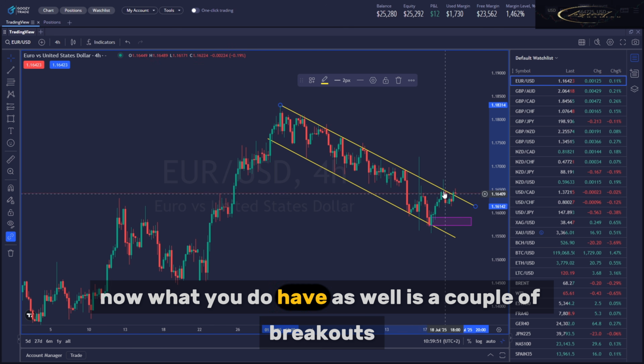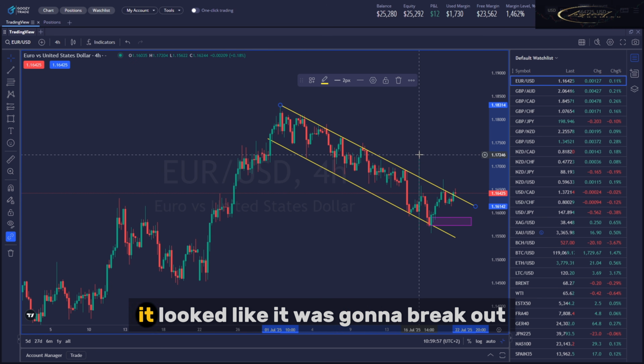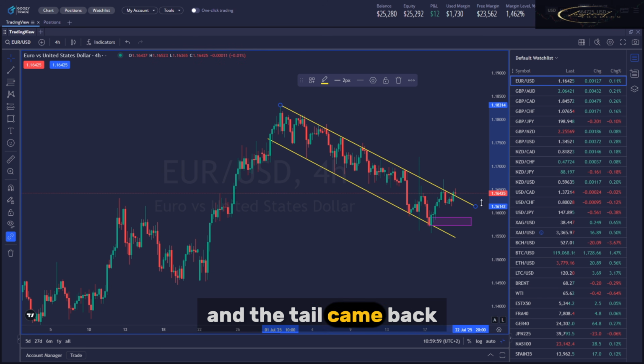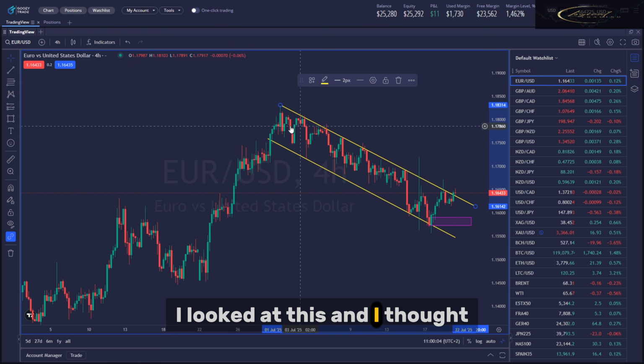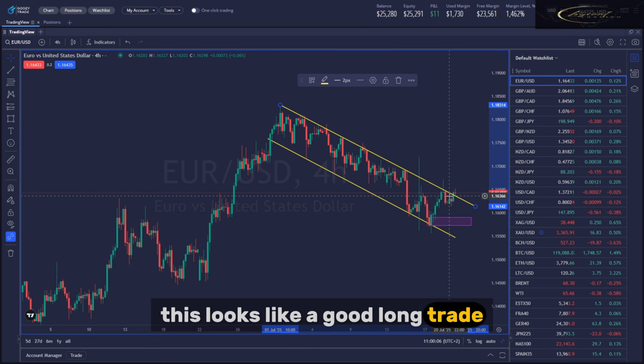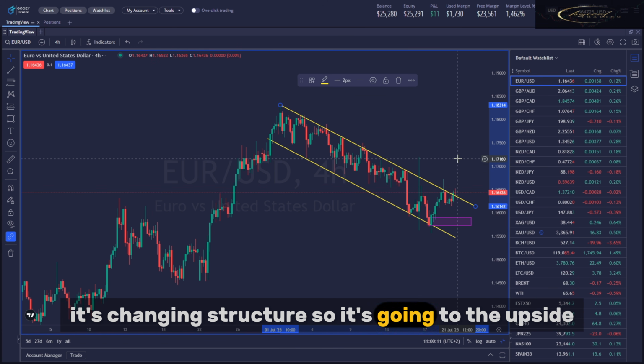Now what you do have as well is a couple of breakouts, what some people would call fake outs. I call them, just they broke out. It looked like it was going to break out and the tail came back, so it came straight back in. There it did it again. Just today I looked at this and I thought this looks like a good long trade because it's breaking out of the trend. It's changing structure, so it's going to the upside.